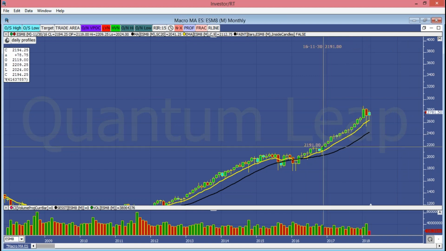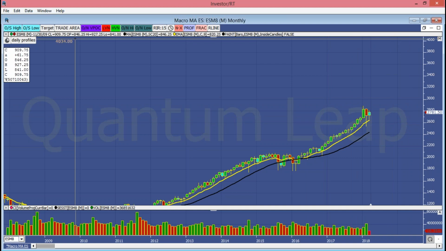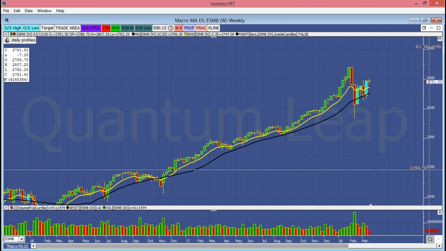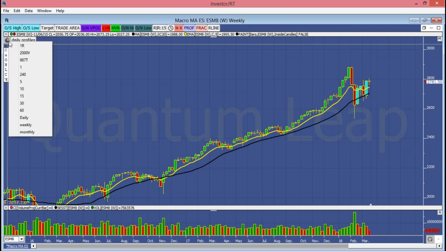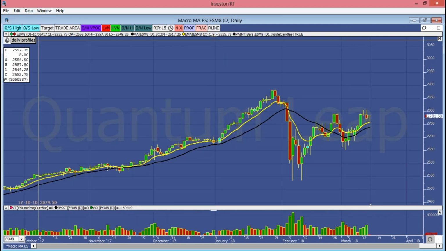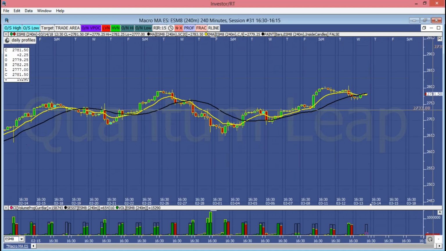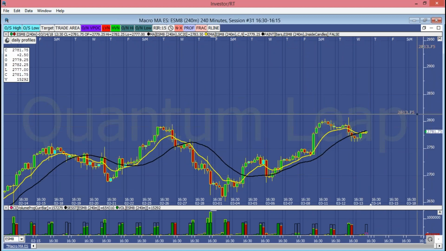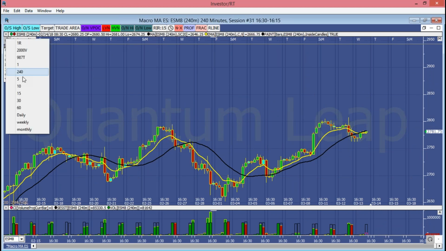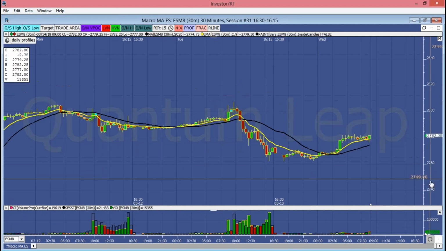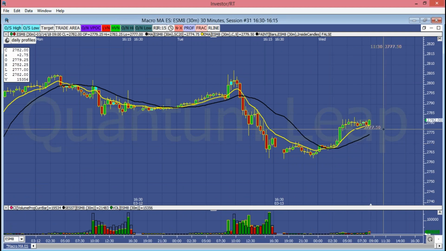Well, the bigger picture, folks, is we are clearly still in this uptrend on the monthly. When we look at the weekly, we are still in this uptrend on the weekly. When we look at the daily, we are still in this uptrend on the daily. When we look at the 4-hour, okay, we start to see a little bit of weakness coming in, but for the most part we're in a trend scenario up. When we look at the 30-minute, again, some consolidation, but for the most part this trend is still intact.